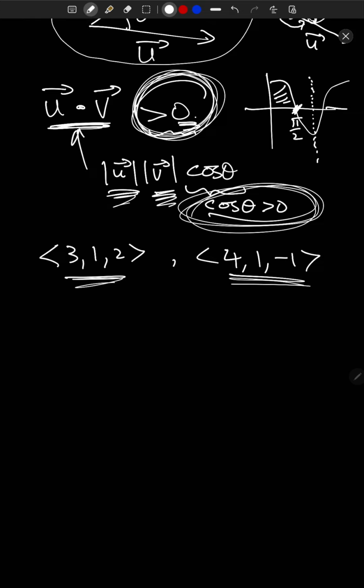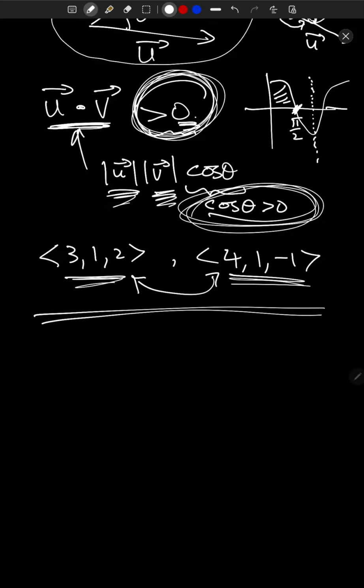The dot product is going to be 12 plus 1 minus 1. So the dot product is 12. 12 is bigger than 0. And so I know the angle between these two vectors, whatever they happen to look like. I don't even have to draw a picture. I know the angle is less than 90 degrees.